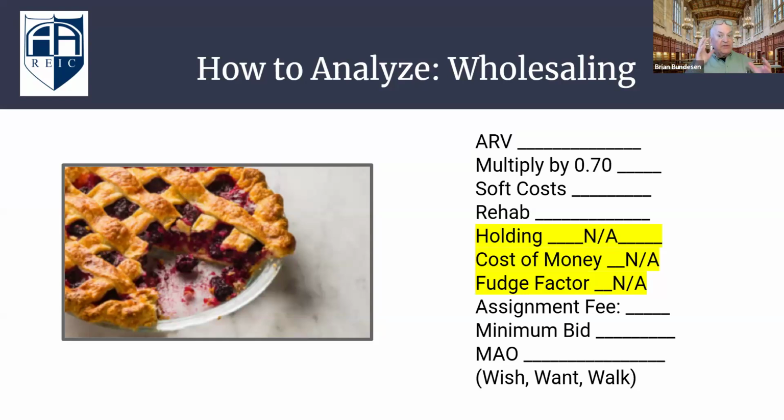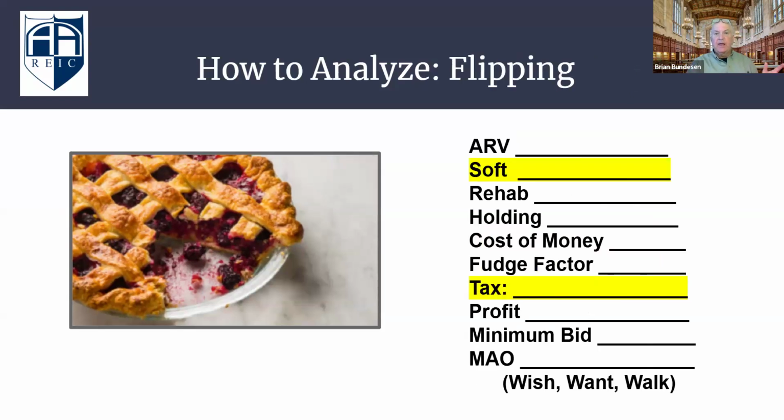The MAO is the bottom line. That's where either the buyer or the seller finally draws the line in the sand, and one party or the other is going to walk away if that number is not achieved. So hopefully that makes sense to you.